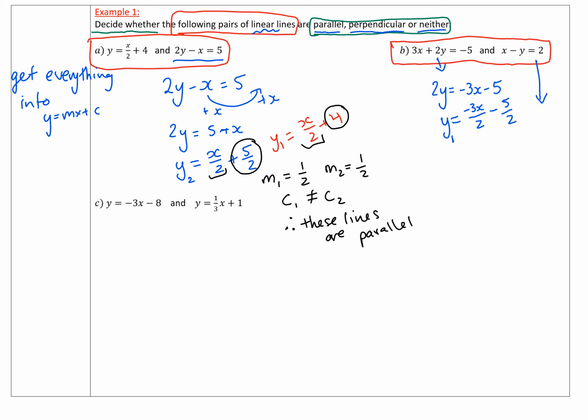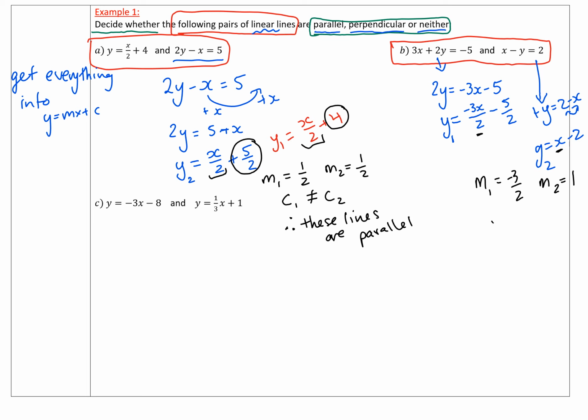Well, if I subtract x from both sides, minus y equals 2 minus x. And if I multiply by negative 1, one way to do that is to swap the order of these. So y equals x minus 2. Let's call this y2. Now if I think about the gradient of my first line, m1 equals negative 3 over 2. The gradient of my second line, m2, is equal to 1, because there's no number there.